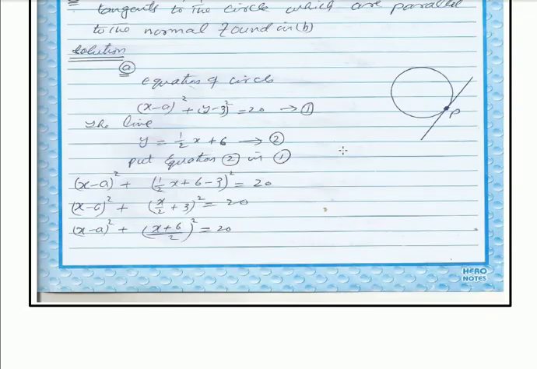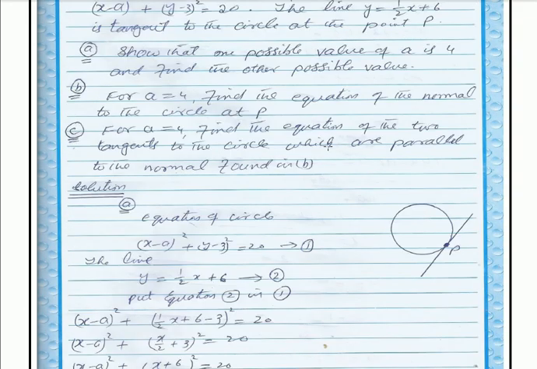For part B, for a equal to 4, find the equation of the normal to the circle at P. Now we shall find out the normal equation at point P.